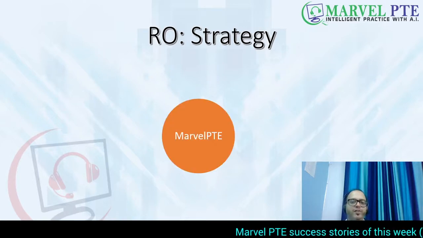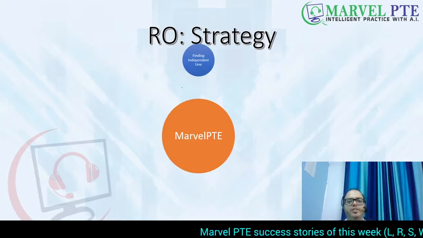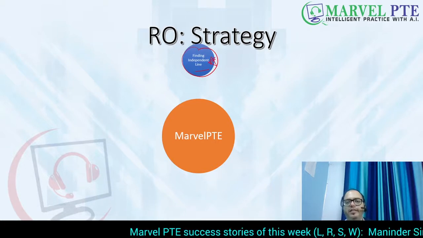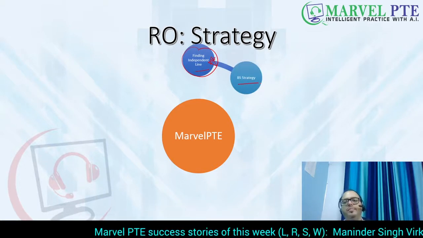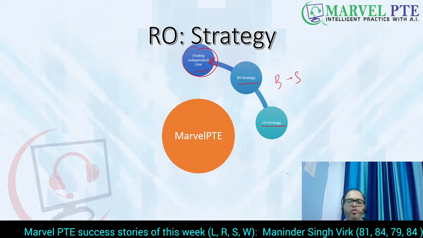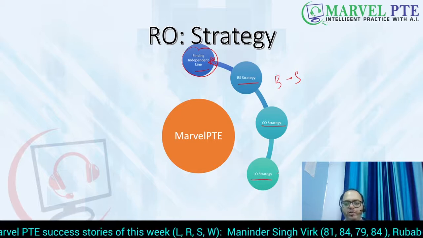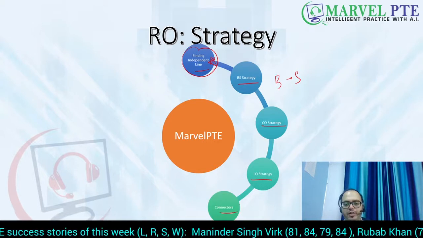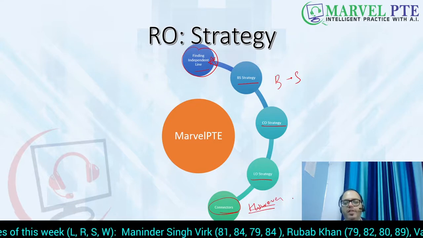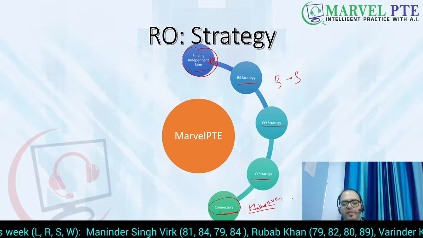So what are our strategies? Our first strategy is finding independent line. आपको independent line कैसे find out करनी है? There are certain rules to that. Then BS strategy, which is brought to specific strategy. CO strategy, chronological order strategy. LO strategy, logical order strategy, connectors. Today we have seen however. However always is in the last or it presents the second view.